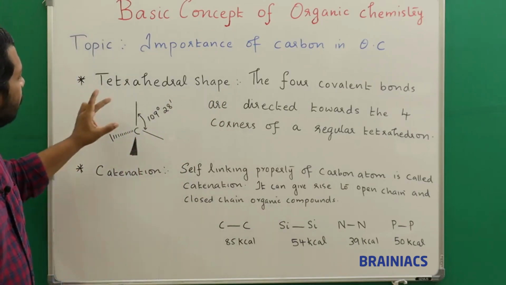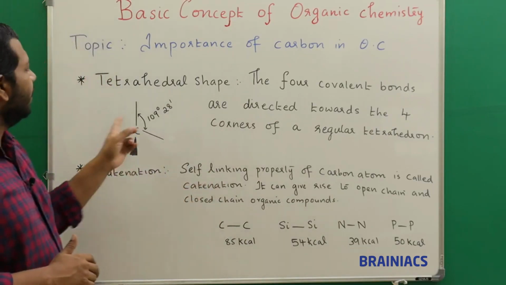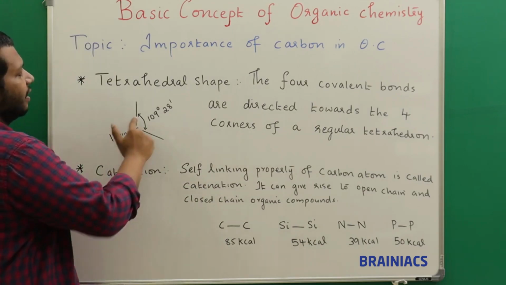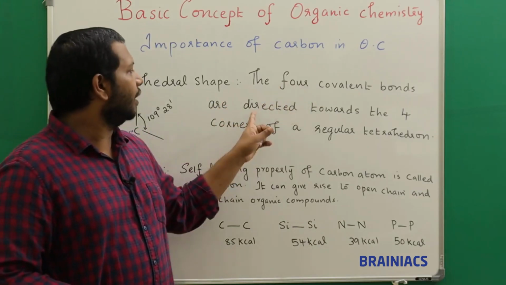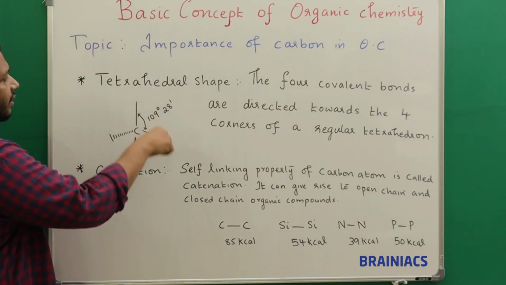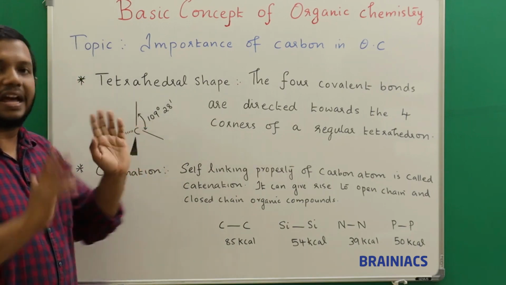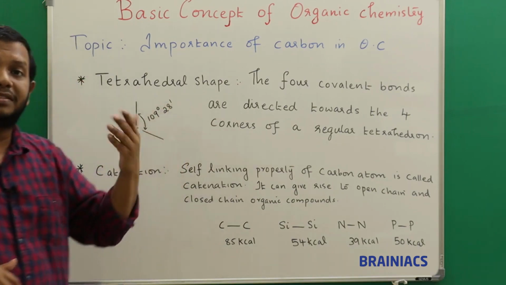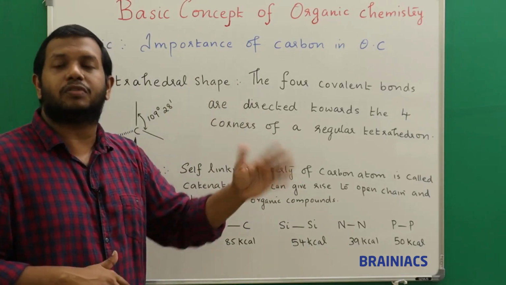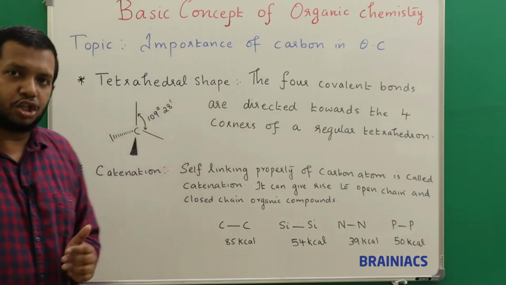So we know that whenever carbon forms single bonds, the basic hybridization of the carbon will be sp3 hybridization. In that case, the shape will be tetrahedral, and we can say that the 4 covalent bonds will be directed towards the four corners of a regular tetrahedron. So what is the advantage here? Since it is directed towards 4 different corners, there is always more probability that it can donate or share electrons with the nearby elements. That is the advantage of having a tetrahedral shape.